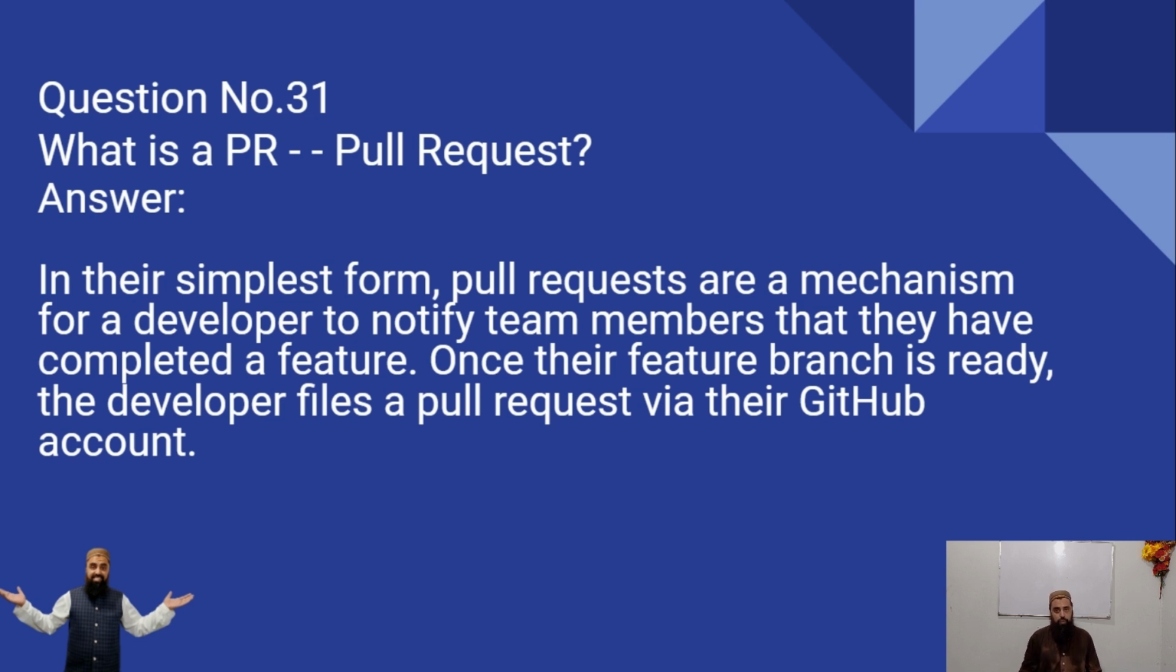After the code is reviewed and there are no bugs or anything suspicious in that code, that branch is merged into the main or master branch, and it happens via a pull request. And we will discuss the difference between pull and push request in the next upcoming question.